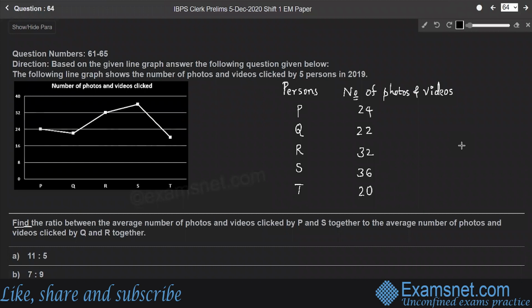Question 64. Find the ratio between the average number of photos and videos clicked by P and S together to the average number of photos and videos clicked by Q and R together. So here, first we need to find the average number of photos and videos clicked by P and S. Then the average number of photos and videos by Q and R together, right? Average means total number of photos and videos divided by number of persons. In each case, the number of persons is 2, right? Then based on the value of average, we have to find the ratio, right?